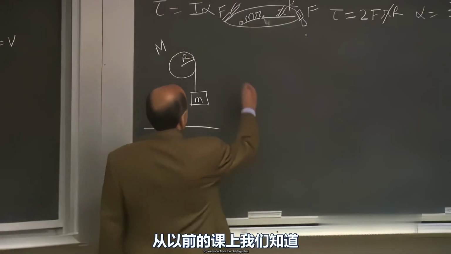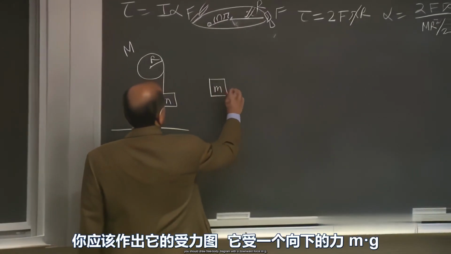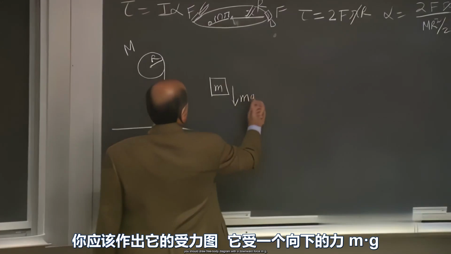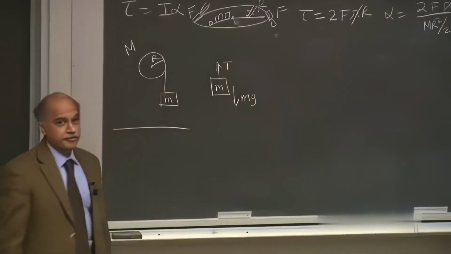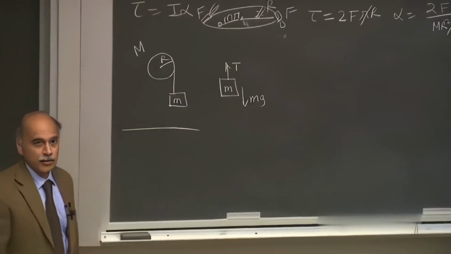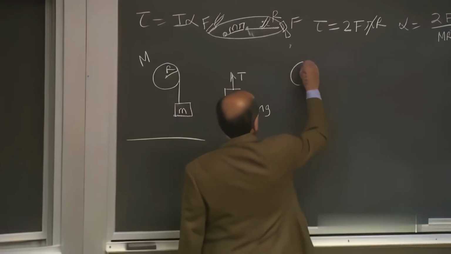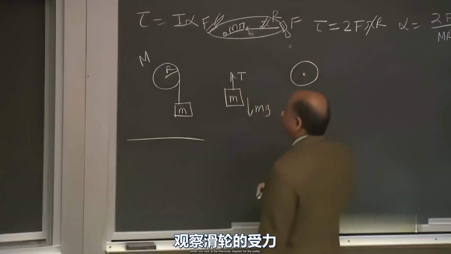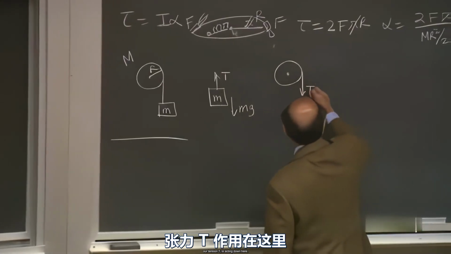So we know from the old days that if you want to find what's happening to the mass, you should draw a free body diagram with a downward force mg and some tension T on the rope. Then you must also draw a free body diagram for the pulley. When you look at the free body diagram for the pulley, I have a tension T acting down here.